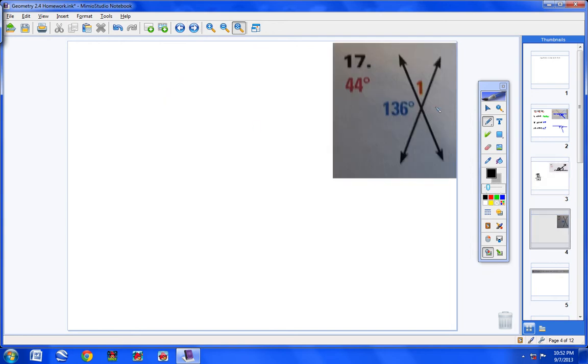All right, number 17, the exact same thing. Notice right here I have a straight line with a ray coming off of it. These two are linear pairs, and linear pairs are always supplementary. So 180 minus 136, that would give me a 44. So the answer to angle 1 right here is 44 degrees. If you add those two together, you'll get 180.